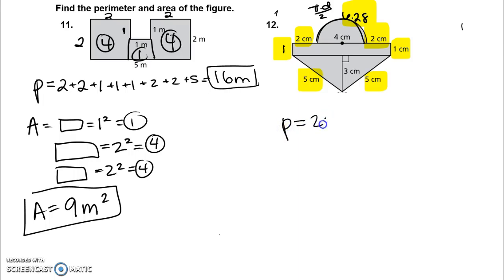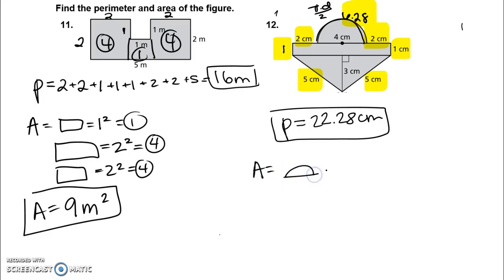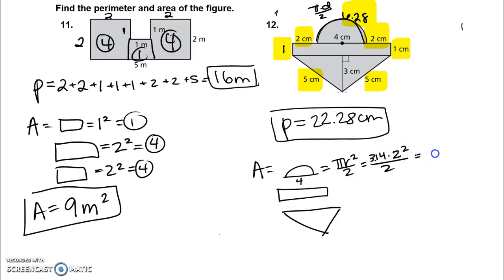So the perimeter here is 22.28 centimeters. As for the area, I have a semicircle, I have a rectangle, and I have a triangle. The dimensions of the semicircle, I know the diameter is 4. That means the radius is 2, so pi r squared divided by 2 is 3.14 times 2 squared over 2, which gives me 6.28.